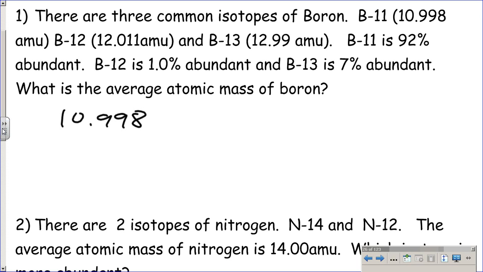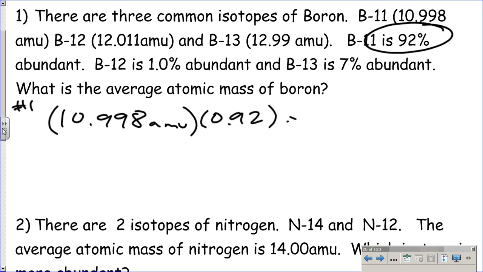10.998. Okay, so this is isotope number 1, right, which is the boron 11. So this is an AMU. Keep going. So why do you say times 0.92? Right, they gave you the percentage, and you have to back it up 2 decimals because you've already multiplied by 100, and I want you to get the decimal version of that. So times 0.92, okay, we're going to get that.